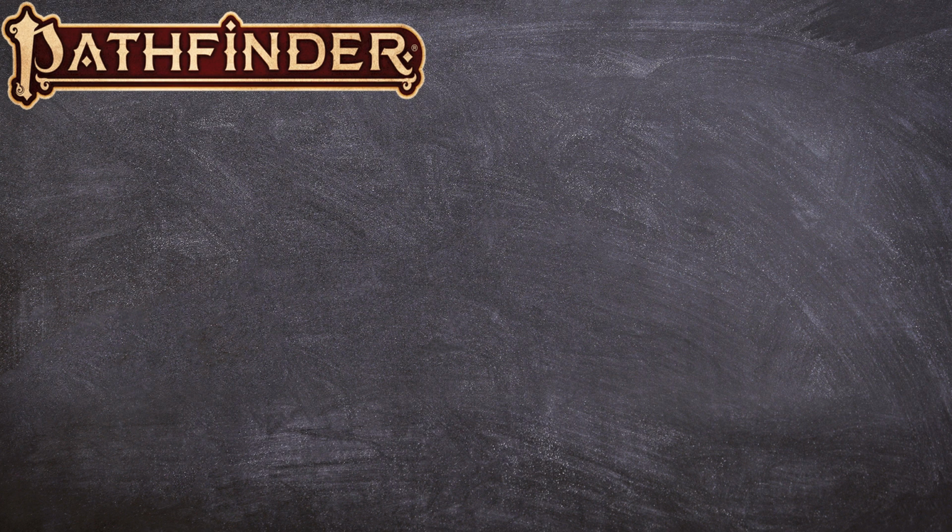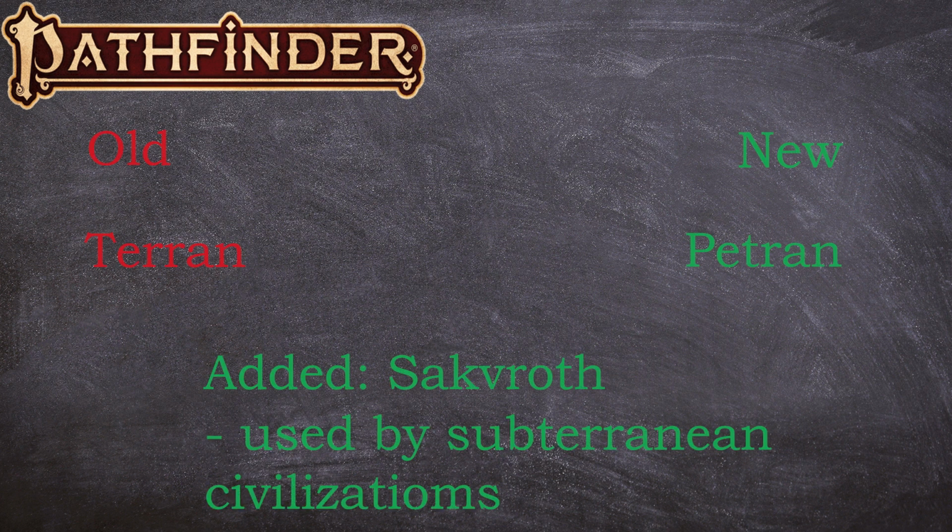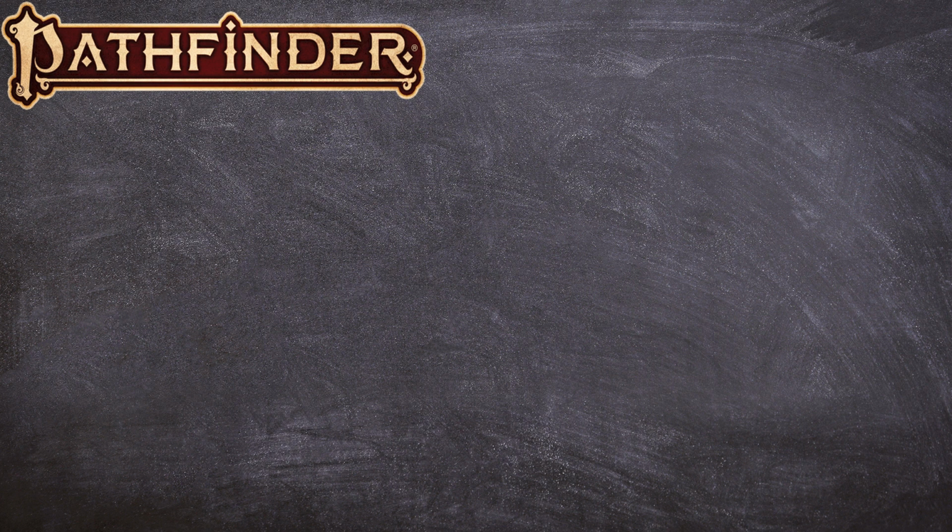So first, let's go ahead and look at what was changed for the Dwarf. So Dwarf has a handful of changes. The first notable change is that Terran has been updated to Petrin, and I don't know how to pronounce this. Sakharoth has been added. I don't know how to pronounce that, but it is what it is. Sakharoth. So you've got a new language that's been added.